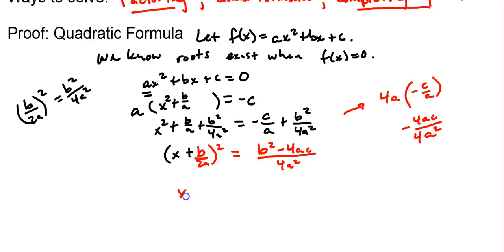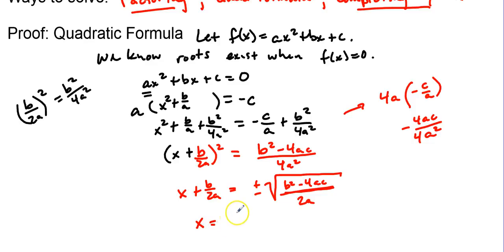Next step, x plus b over 2a. Take the square root of both sides. That's going to leave us with a plus or minus square root of b squared minus 4ac over 4a squared. But we can simplify so that it's not under the square root anymore. The square root of 4a squared is simply 2a. So the last step in this is to subtract our b over 2a.